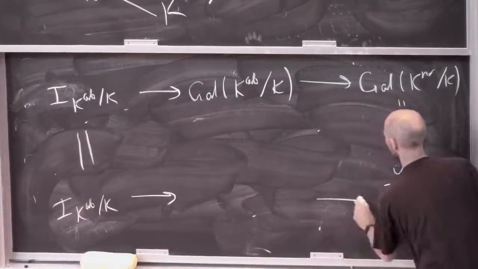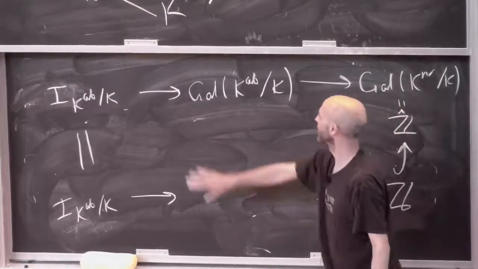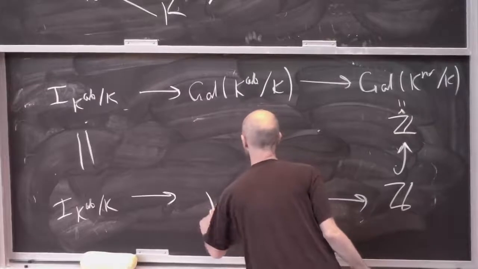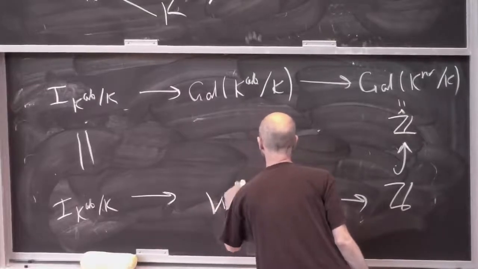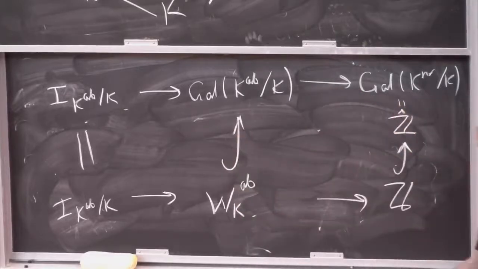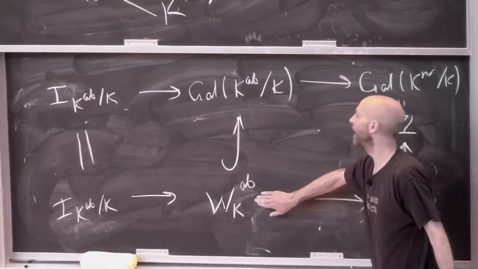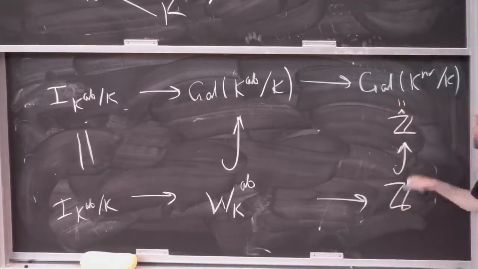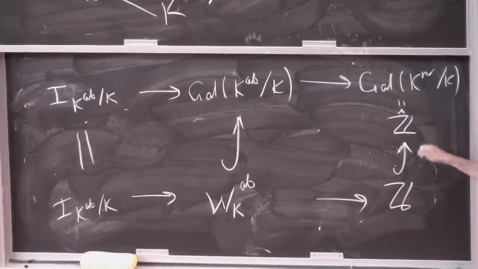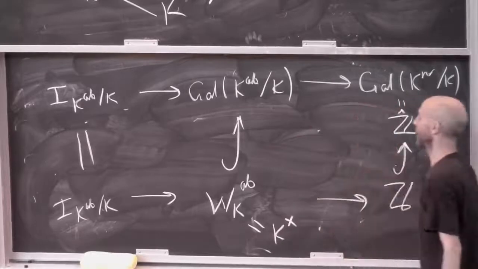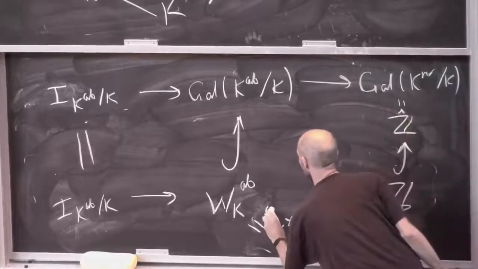And now what's going on here? Well, of course, you can see we haven't changed anything here, and we've changed a Z hat to a Z. So it'll be unsurprising to find that I've got W_K^ab living in here, and that lives in there. And W_K^ab, we understand this is K*, and so to figure out what Gal(K^ab/K) is, we just have to change the Z to a Z hat, right? So this is isomorphic to K* by local class field theory by r_K.